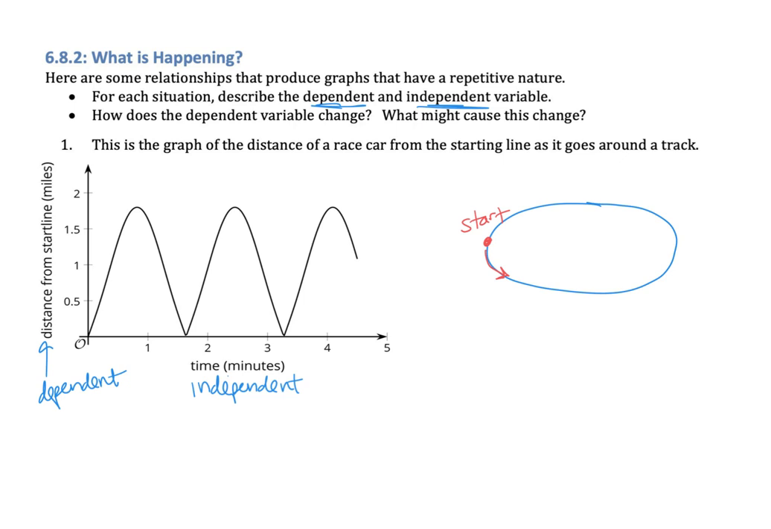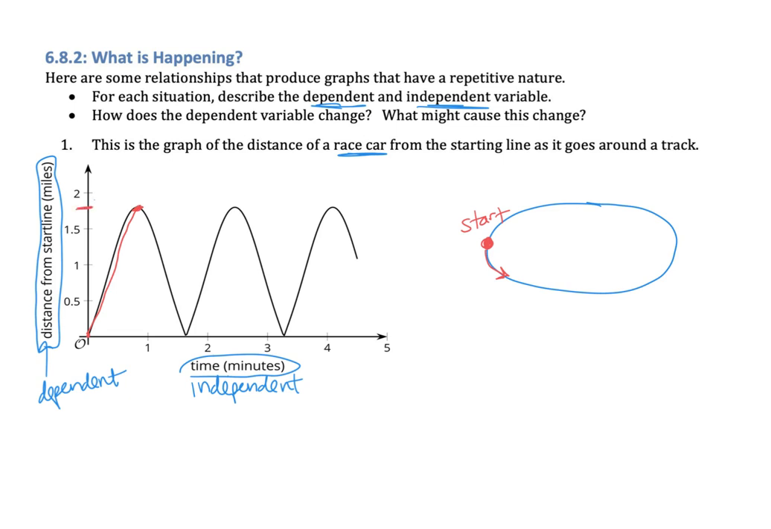Okay, so I drew a little picture over here, and this reminds me of a racetrack, because we have the distance from the start line in miles and the time in minutes. It says a race car. I didn't even realize that. Sorry. It says a graph of the distance of a race car from the starting line as it goes around the track. So here's my track. I had to start on an end. Why did I have to start on an end? Because I'm going as far away as possible up here.